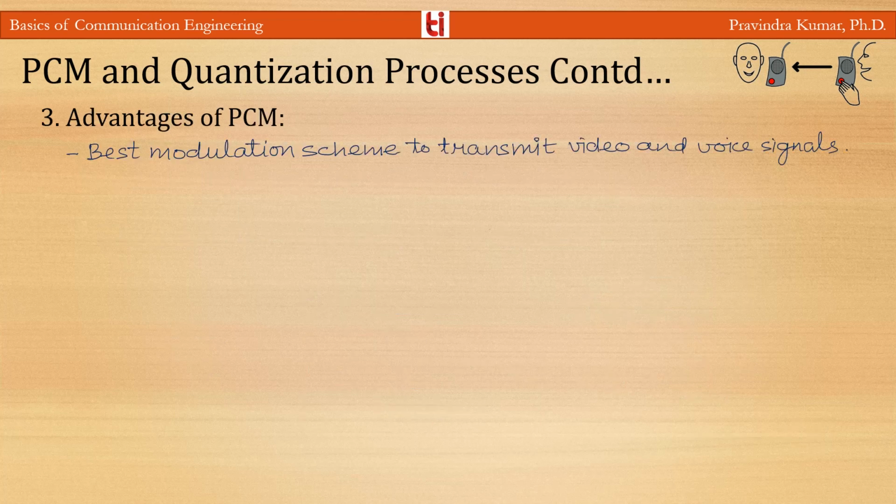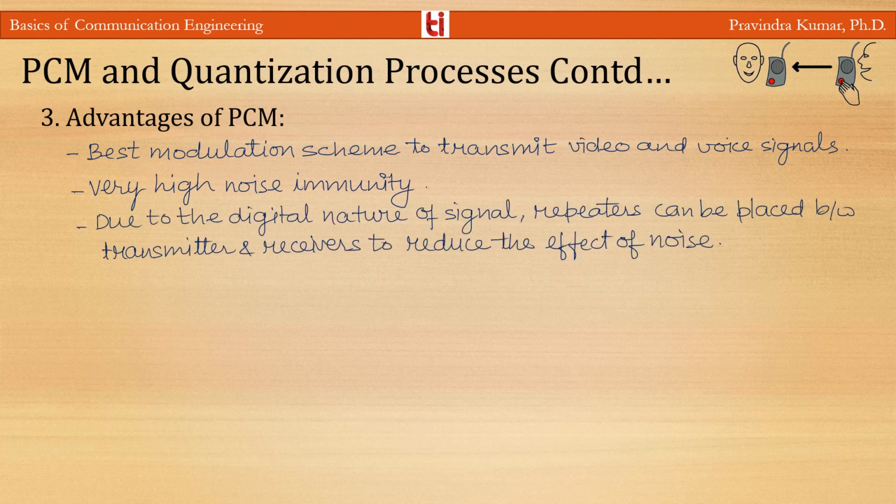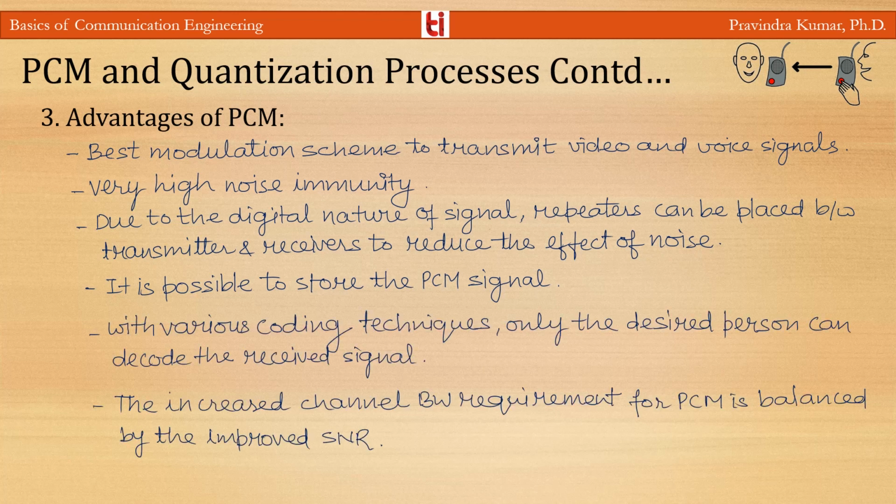Now we will discuss the advantages and disadvantages of PCM system. PCM is considered to be the best modulation scheme to transmit voice and video signals, and all the advantages of PCM are due to the fact that it uses coded pulses for the transmission of information, and they have very high noise immunity. Due to the digital nature of the signal, repeaters can be placed between the transmitter and receiver, and the repeaters regenerate the received PCM signal. This is not possible in analog systems.